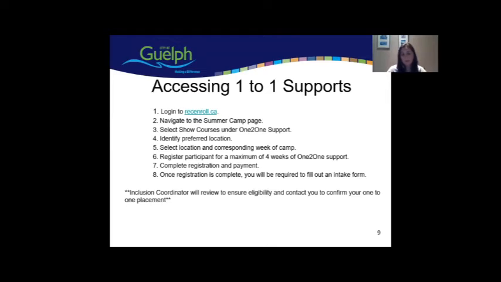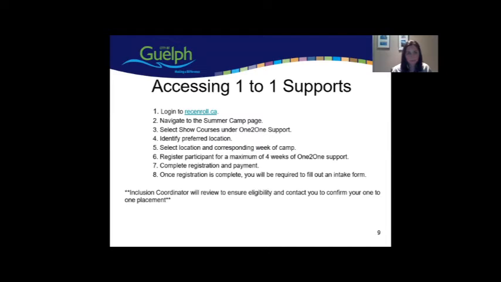Once that is completed, you'll get an email from me, which will have an intake form. It'll be a fillable form. We are looking to have that on our website where you can fill it out online and then submit it electronically. We're not sure if that's going to be ready yet, but regardless, there'll either be a link on our website or you'll receive an email with that intake form that you're going to fill out.